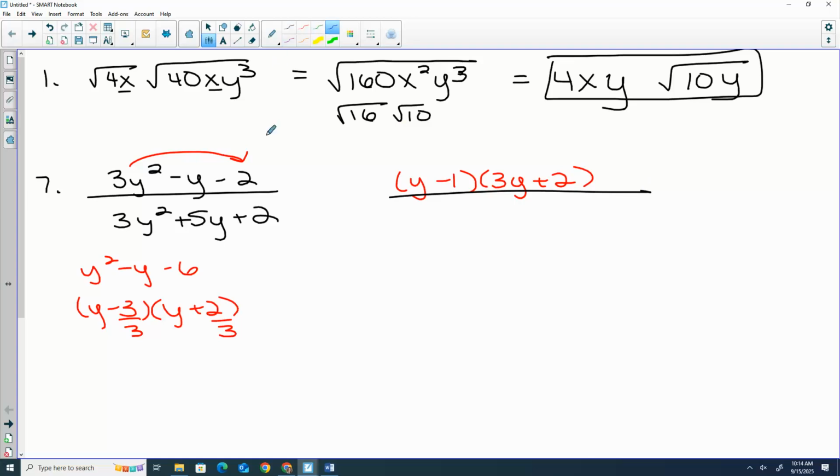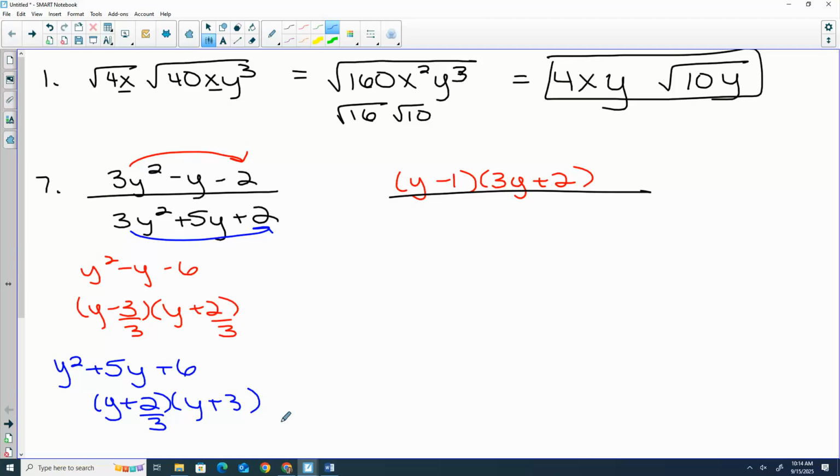Okay, same thing on the bottom. If I slip and slide, I get y squared plus 5y plus 6, which factors into y plus 2, y plus 3. Divide the 3 back. So 3y plus 2, y plus 1.